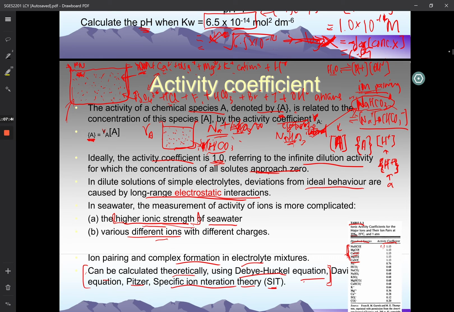So these are some examples of the ionic activity coefficients for the ion pairs at 25 degrees and 1 atm. Bear in mind that the activity coefficient would change if we change the salinity, the temperature and the pressure.